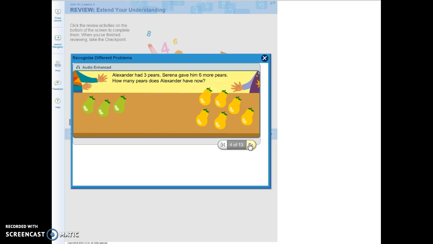Now it's your turn. Explain what is happening in this problem. Tell how to solve it, then click the arrow to continue. Alexander has 3 pairs. 1, 2, 3. Serena gave him 6 more pairs. 1, 2, 3, 4, 5, 6. How many pairs does Alexander have now?